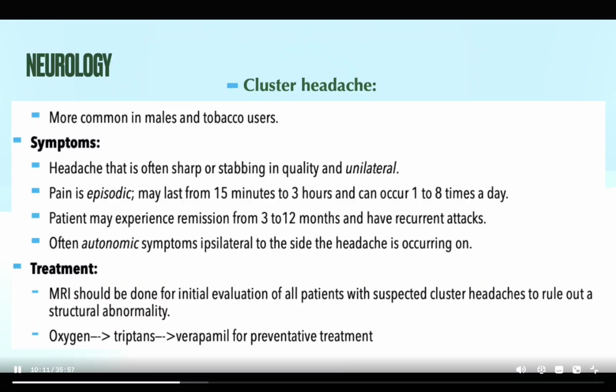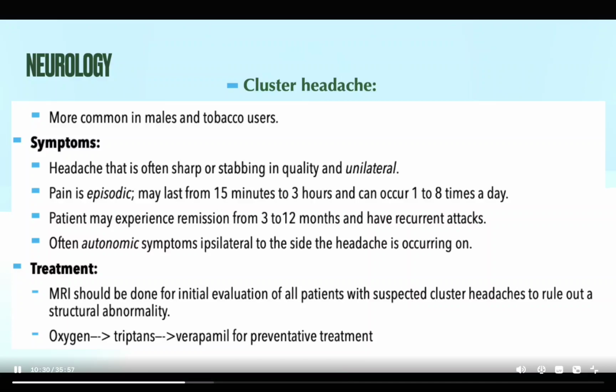Oxygen at 100% is administered via a non-rebreathing mask with a flow rate of at least 12 liters a minute, and the patient should be sitting in the upright position. The oxygen therapy should continue for 15 minutes to prevent the attack from returning.